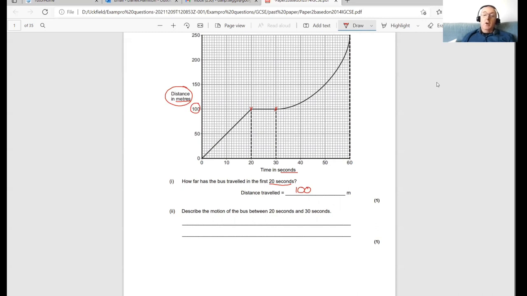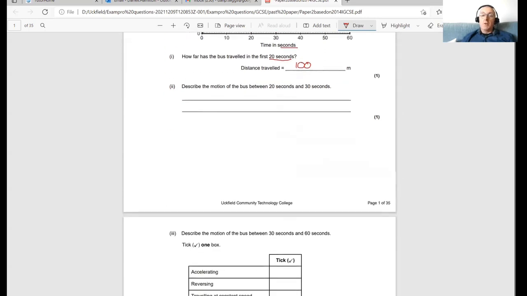So how could you describe the motion of something where over time its distance hasn't changed? Well, I would say that's a thing that's stopped or not moving. If you want to sound clever, you could say stationary. But the heart of it is the thing's not moving.